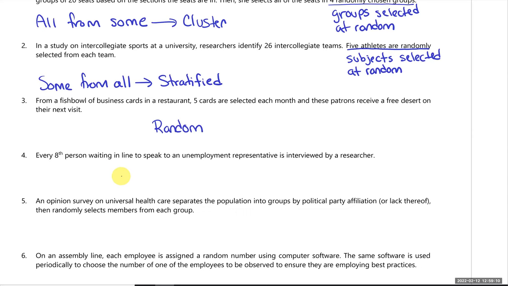Number four, every eighth person in line to speak to an unemployment representative is interviewed by a researcher. That's your systematic. If it's an interval, every eighth person, 10th person, 12th person, anything that sets up an interval is your systematic.